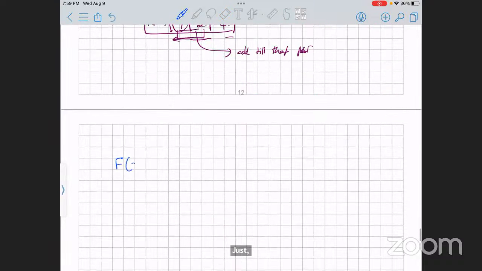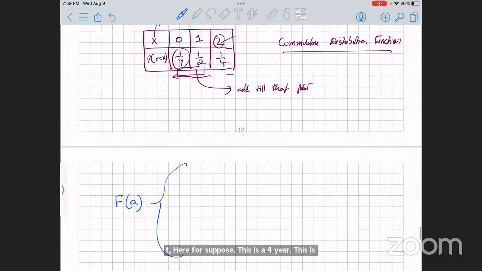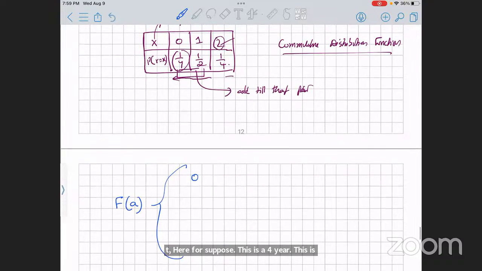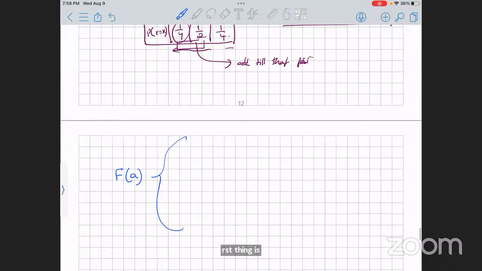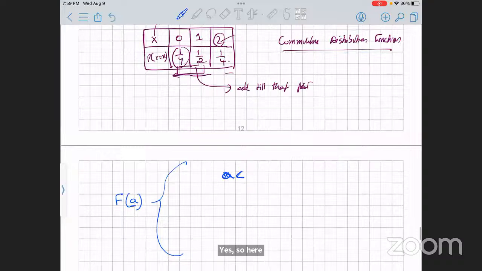Suppose this is F of a. This is a cumulative function. Cumulative function means you have to add till that point. First thing is, when a is less than 0, there is no probability, so it is 0. Clear till now? Yes, sir.